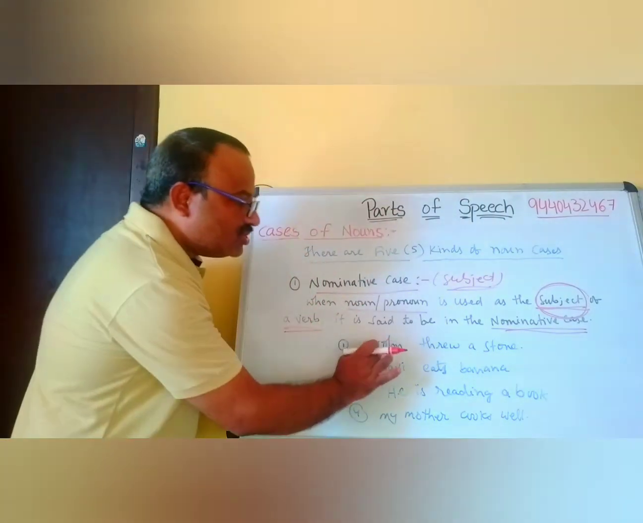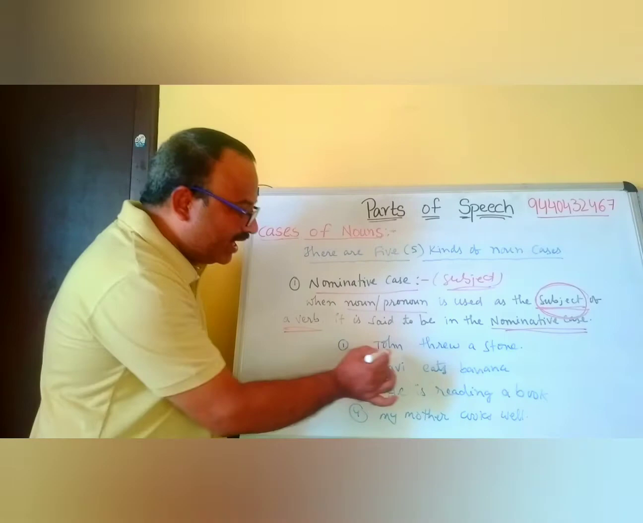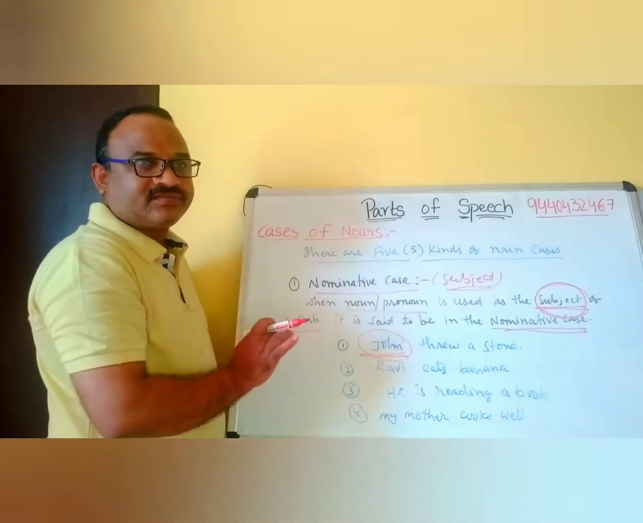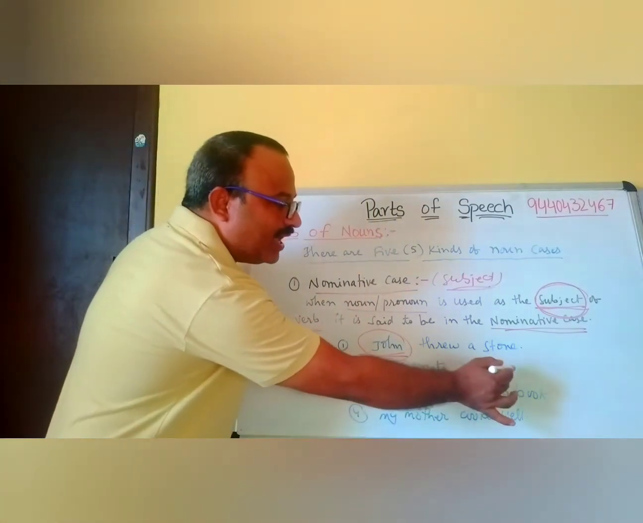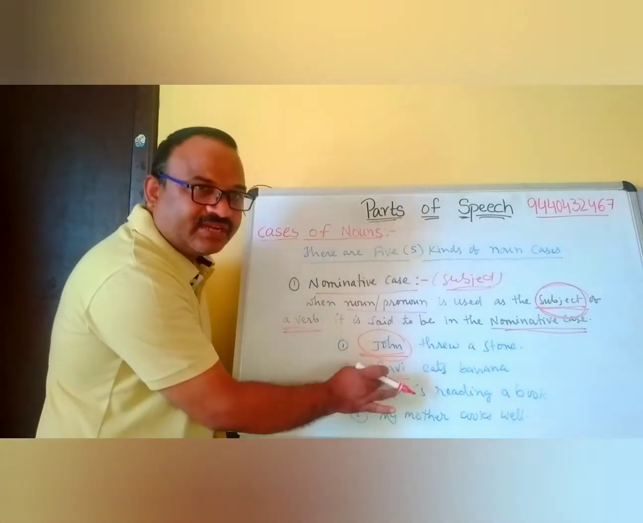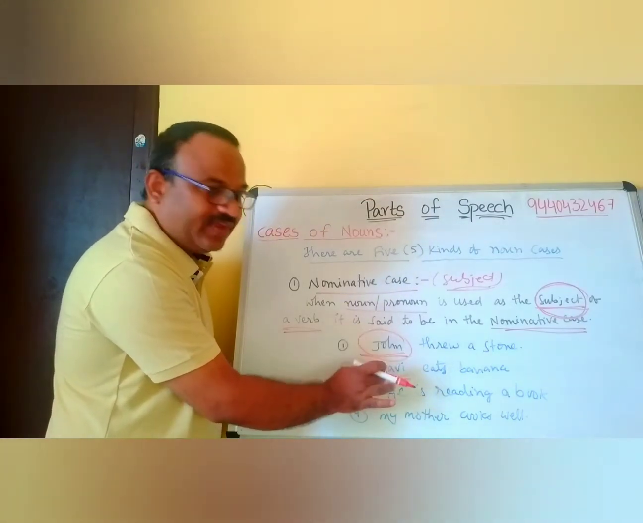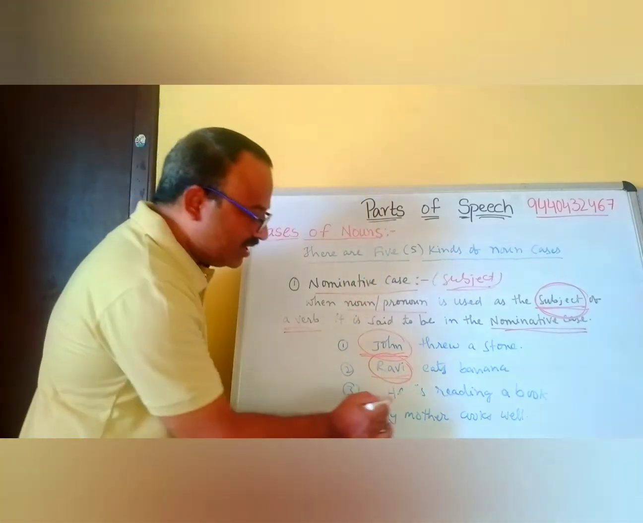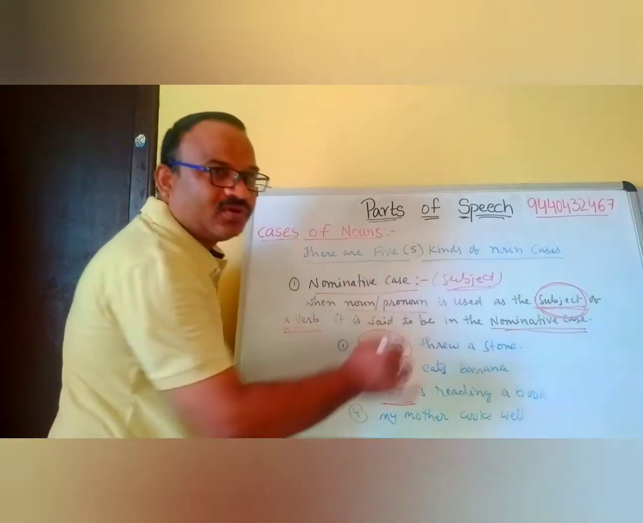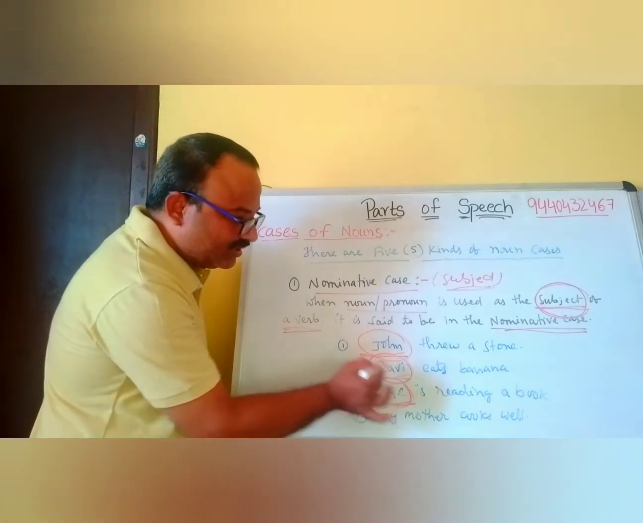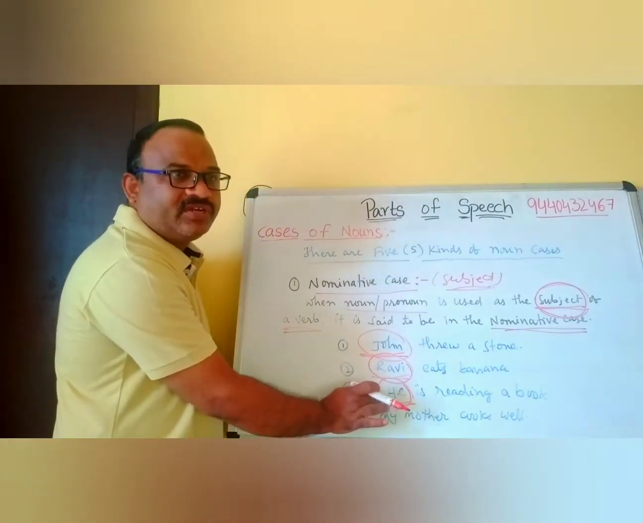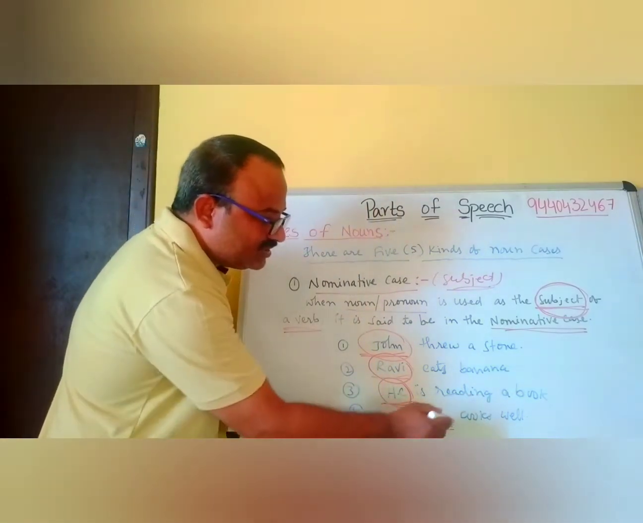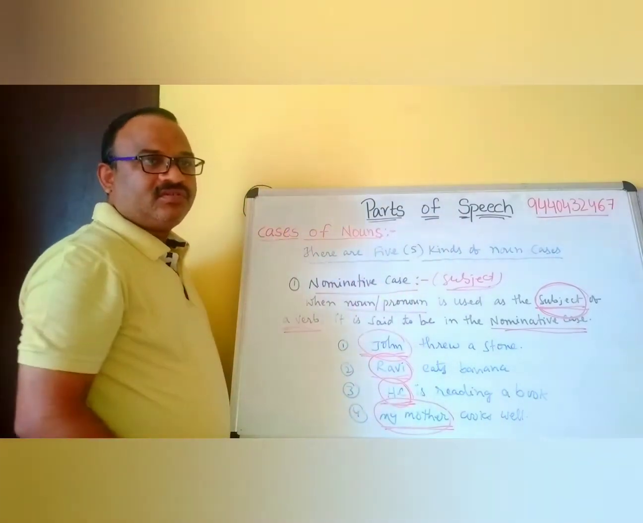For example, John threw a stone. Here John is a subjective case, that means nominative case. Ravi eats banana. What is the subject? Ravi, in nominative case. He is reading a book. Here the subject is he, so it is in nominative case. My mother cooks well. My mother is the subject, in nominative case.